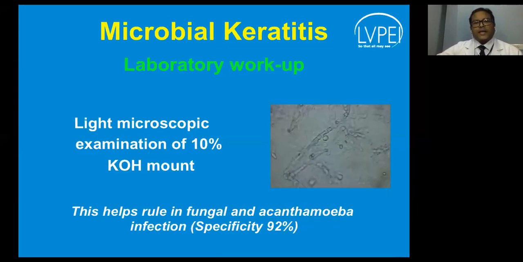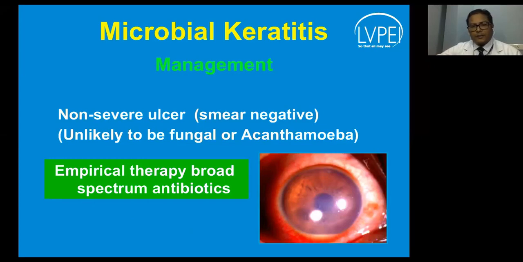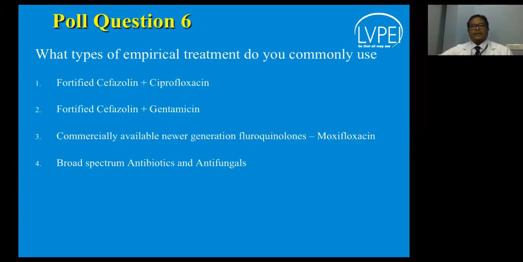So, as we were discussing some time back, the specificity of a 10% KOH mount is in the 90s. So, all that you need to start off with is just to do a light microscopic examination. And if you see something like this, where you see double-walled septate filaments which are branching, you are pretty much sure that you are dealing with a case of fungus. And if you are dealing with a non-severe ulcer with a very well-defined margin, then it is unlikely to be fungus or acanthamoeba. If it is even smear negative, then also one can start empirical broad spectrum antibiotics and see how the treatment goes.